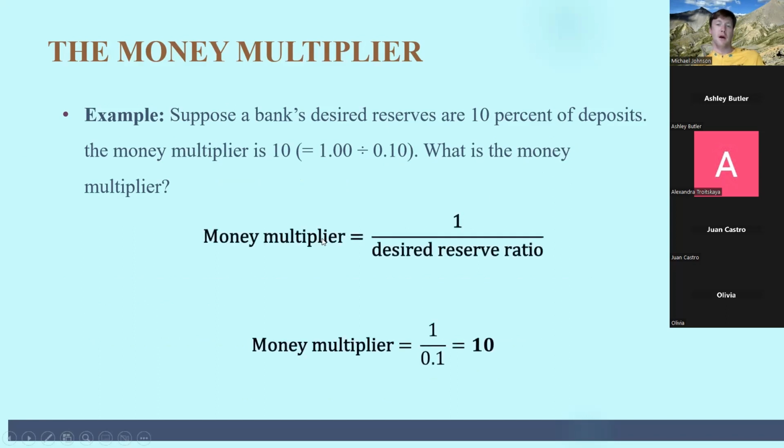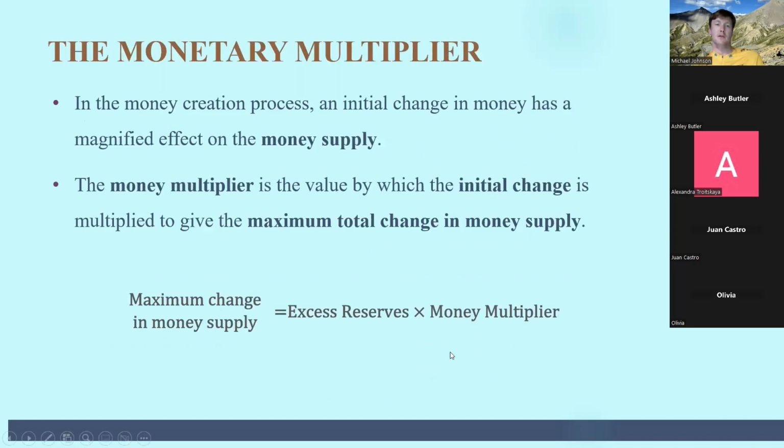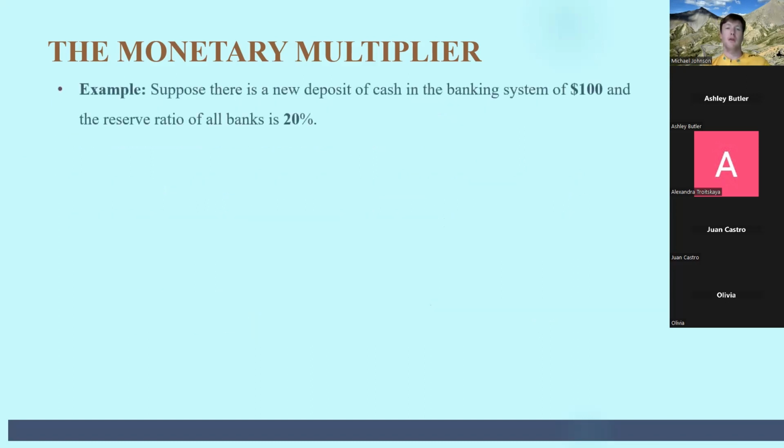So what is the money multiplier? It's 10 in this case. So in the money creation process, an initial change in money has a magnified effect on the money supply. The money multiplier is the value by which the initial change is multiplied to give the maximum total change in money supply. So maximum change in money supply equals excess reserves times money multiplier.